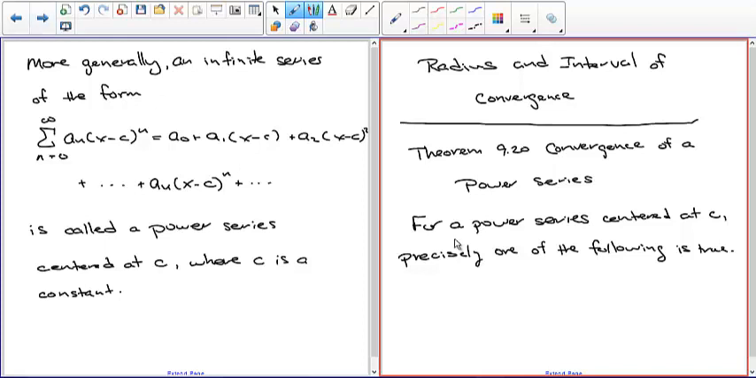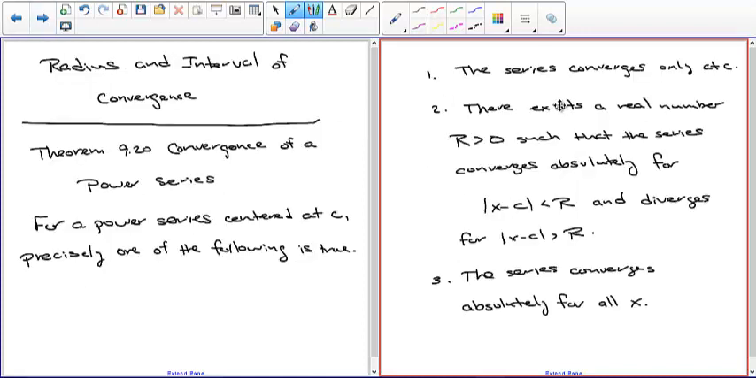Okay, so let's read what it says. For a power series centered at c, precisely one of the following is true. The series converges only at c, so that was the worst case scenario. Second case is there exists a real number r greater than 0 such that the series converges absolutely for the absolute value of x minus c being less than r, and diverges for the absolute value of x minus c greater than r.